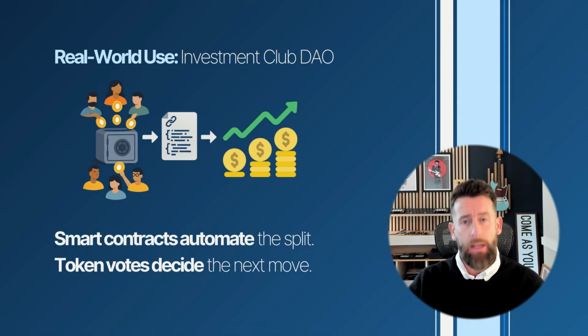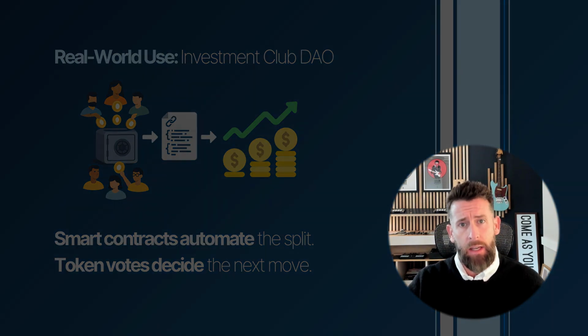First one, an investment club. So a group of friends could pool funds together to invest. Smart contracts would handle the tracking, the reinvestments, and payouts, all automatically. Somebody wants to propose a change, the group votes, and it happens. There's no meetings, there's no drama, and if you want more say, then hold more tokens.